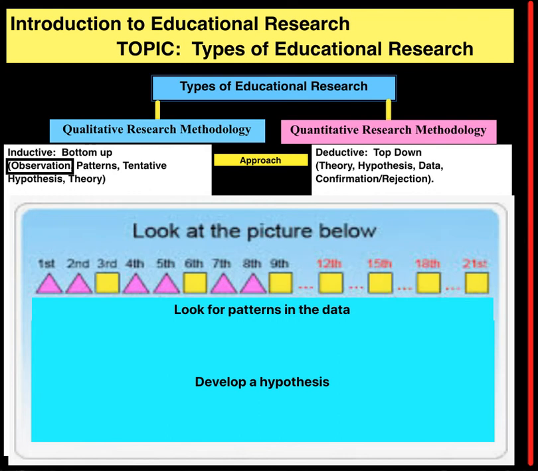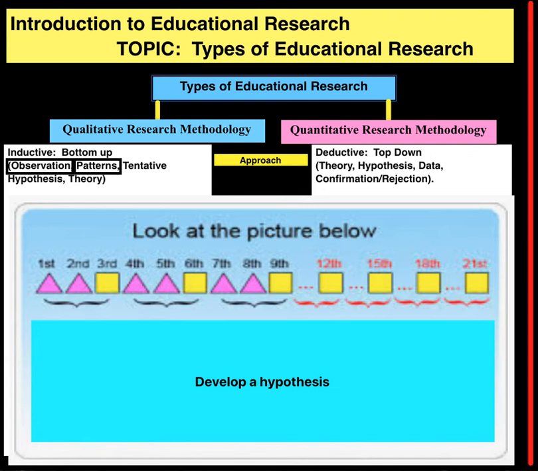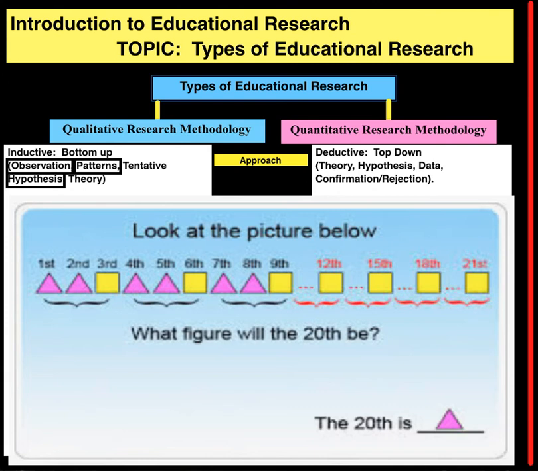So there's observation. You observe some things and you start to look for patterns. And once some patterns start to appear, then a hypothesis or a theory may come out of that. But the approach is from the bottom up.